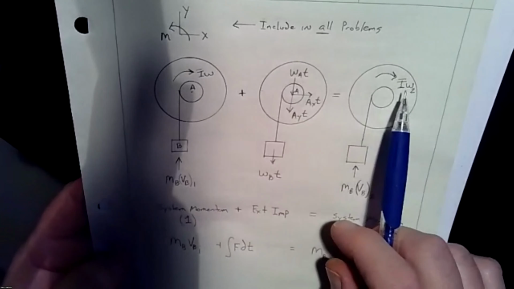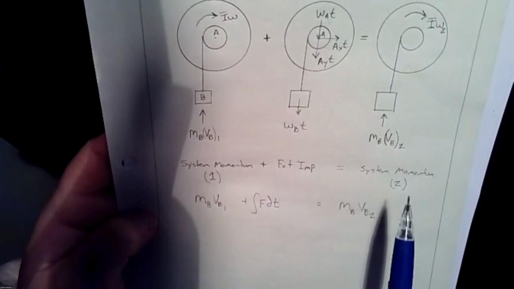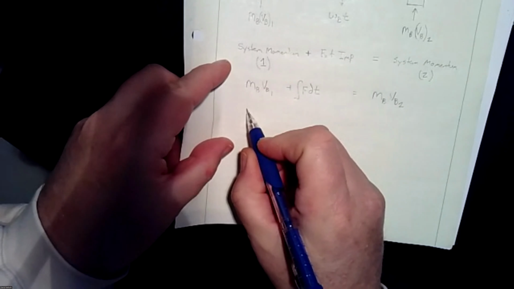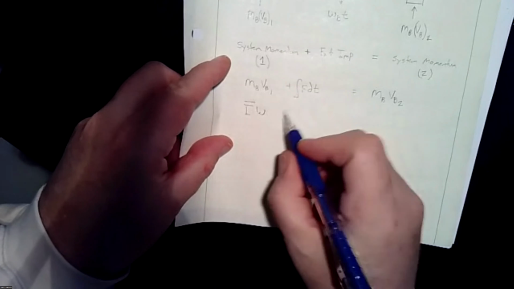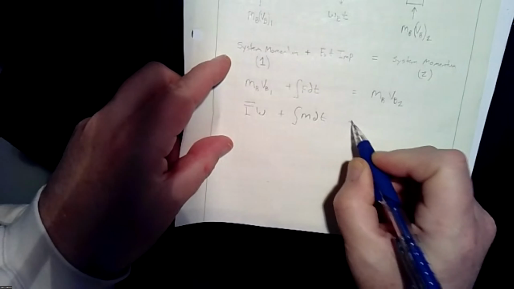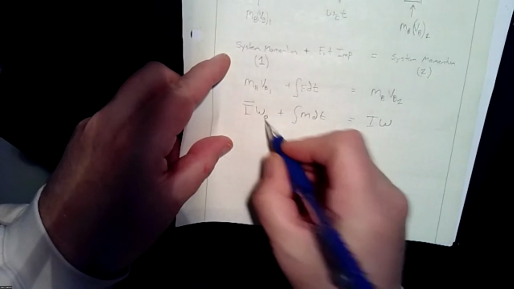So you've accounted for it. Okay. So again, system momentum plus external impulse equals final system momentum. Or you can write it like this, or depending on the problem, it will be the I omega plus the integral of the moment over time equals I omega. We'll say this is omega initial, omega final. Okay, that's all there is to it.